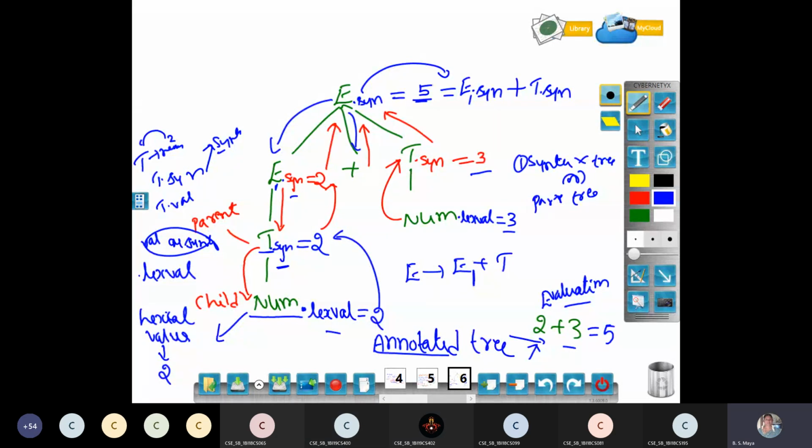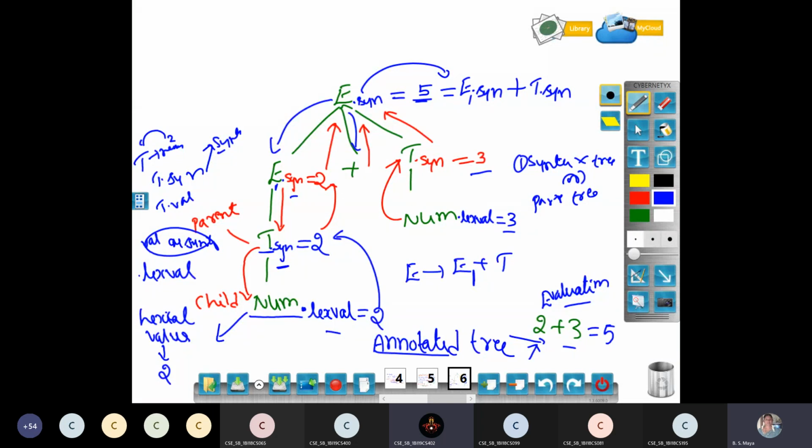What is your question? Construct an annotated tree for the expression 2 plus 3. See, now the tree is called not a parse tree but an annotated tree. I will rewrite it once again. What are the things you have to remember? You have to check it now. Now the tree is called an annotated tree. Clear? Yes, ma'am.